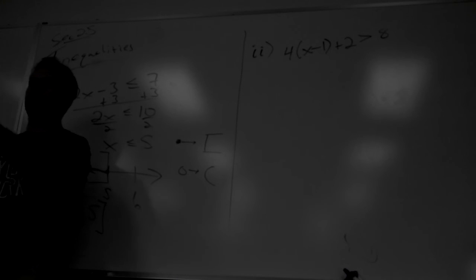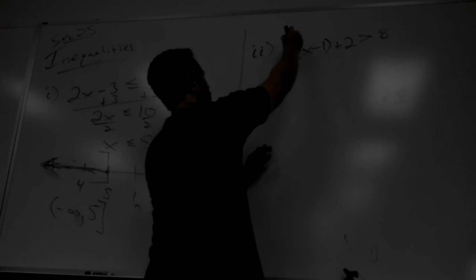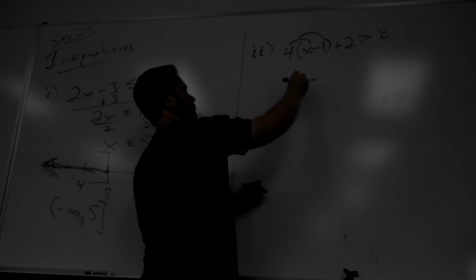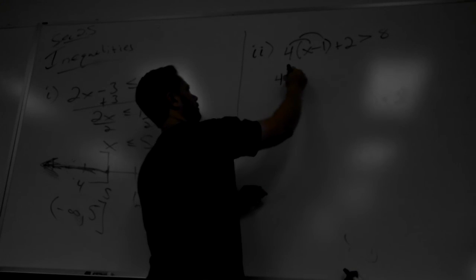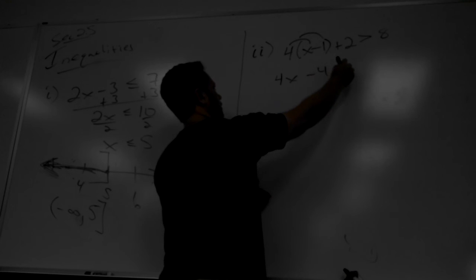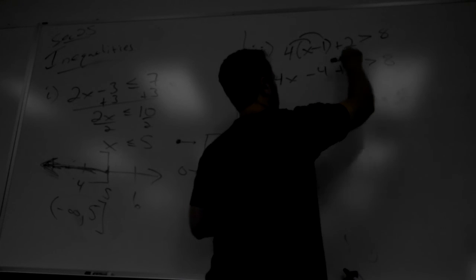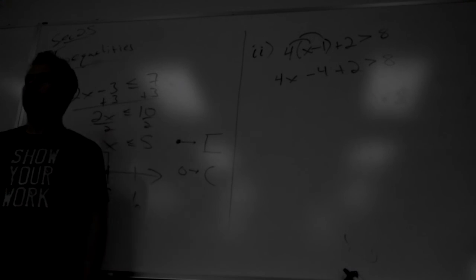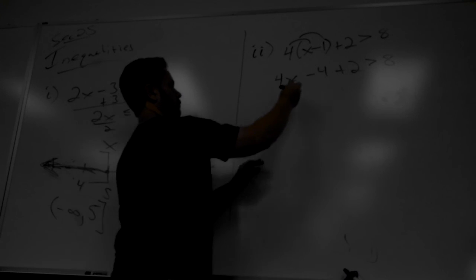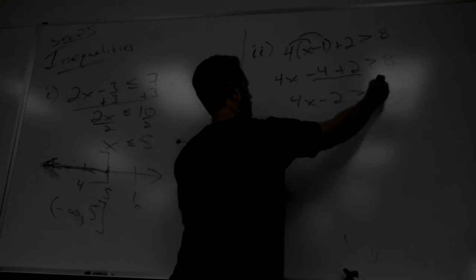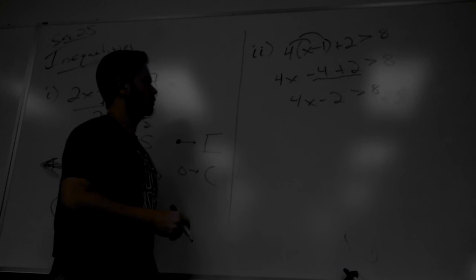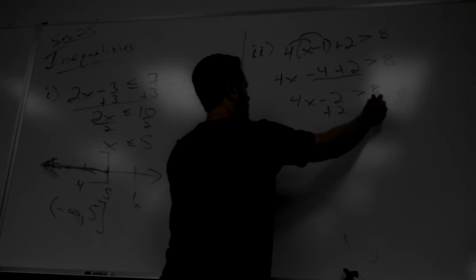Distribute first. Good. So just like an equation, I distribute my 4. So what do I get? 4x minus 4. All right, so these guys are just still there. Cool. I like terms. Good. 4x minus 2. Add 2 to both sides. Good. Yeah, see all the same steps.